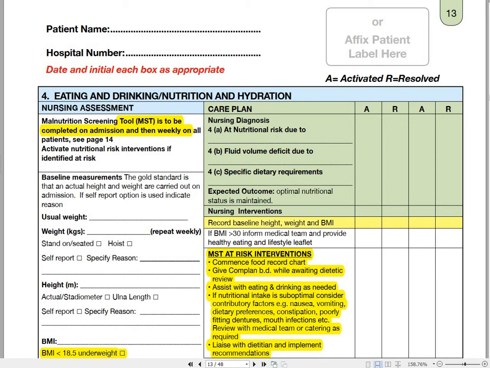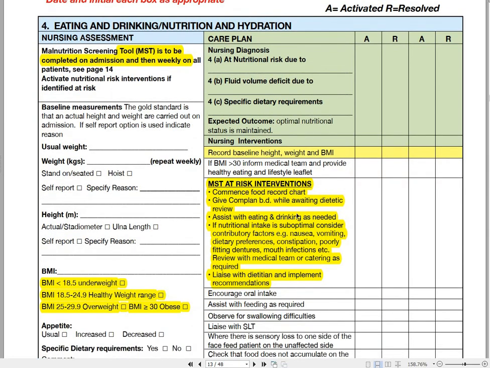So back up to page 13 and we go to our assessment again, okay? So if after doing our MST assessment that we have identified that the patient is at risk, we need to go to our care plan, okay? We need to activate 4A at nutritional risk due to elevated MST score, we could document there. And then there's an intervention here, MST at risk interventions. So we need to activate this, okay?